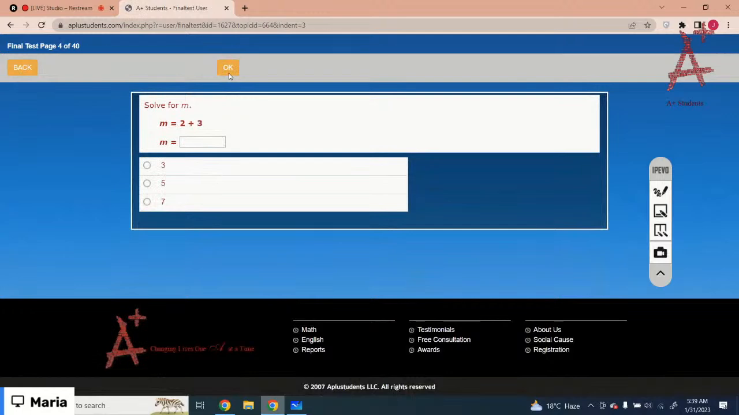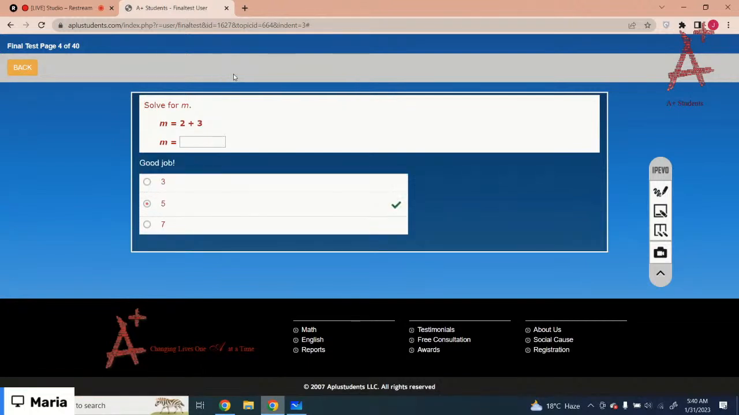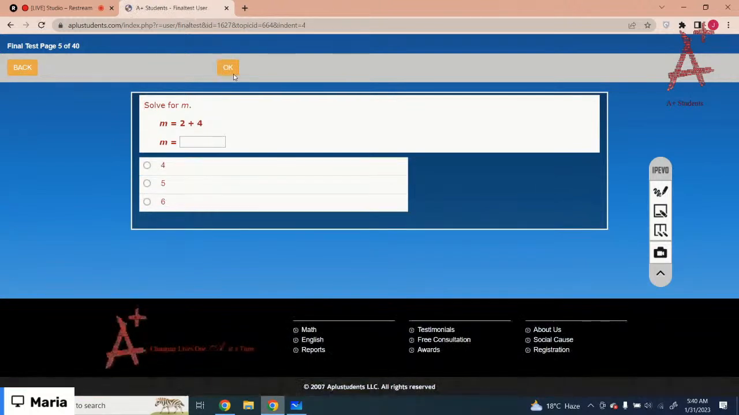Got it? Let's solve for m. m equals 2 plus 3. So which is the correct option? It is 2 plus 3 equals 5. The correct option is 5. Okay, the next one is m equals 2 plus 4. So 2 plus 4 equals 6. The correct option is 6.